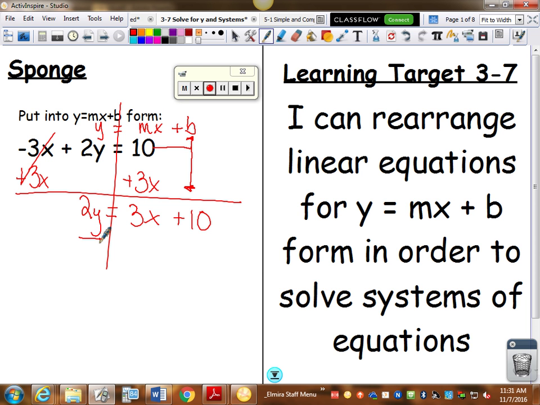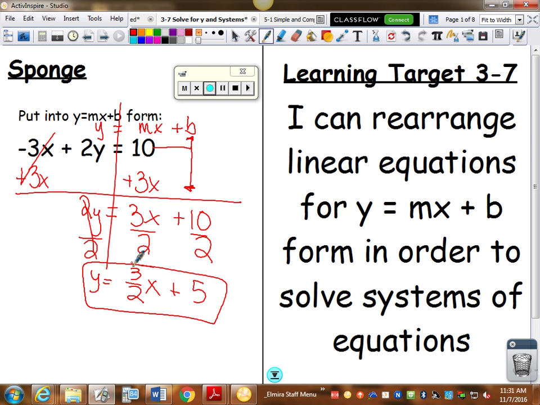I don't have y by itself, so I've got to divide by 2 under every term. So y equals, now leave that a fraction, 3/2 x, plus, divide that out, that's 5. Here's what we're going to do with that. We're now going to take this equation and put it on a coordinate plane and graph it. So we're going to start at the y-intercept of 5, and then go up 3 and 2 to the right.